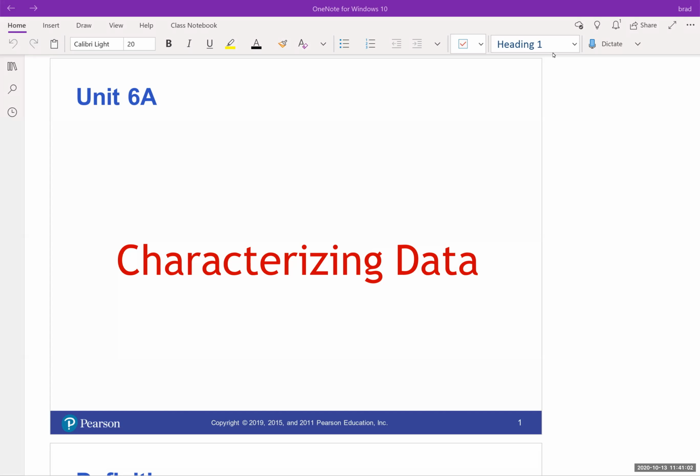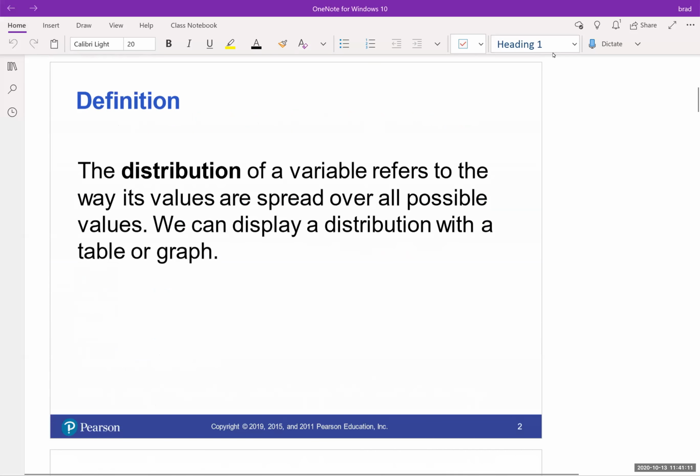Okay, guys, for Unit 6A or Chapter 6A, we're going to talk about characterizing data. This is a section that's going to involve statistics again. Or not kind of, it is.